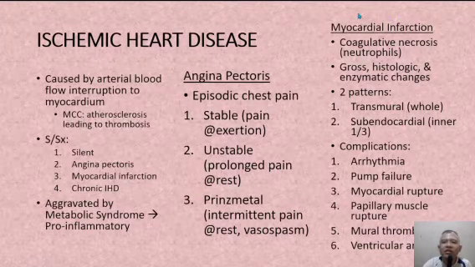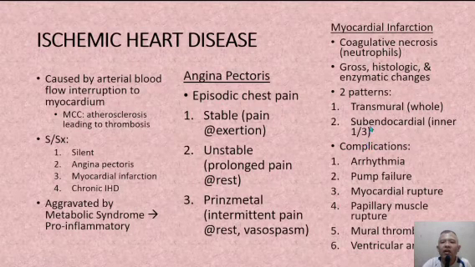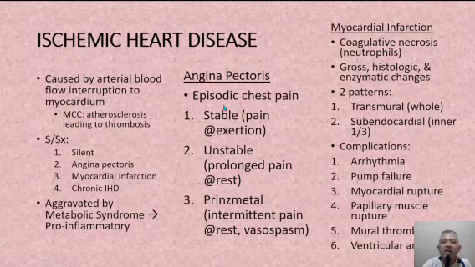Next is myocardial infarction. It is the resultant coagulative necrosis on the myocardium because of a blockage of the blood flow. And you have two patterns. You have transmural, wherein it is caused by a total blockade of a coronary artery, or subendocardial, wherein only the inner one-third of the myocardium is affected because of a partial blockade of the coronary artery. So transmural infarction equates to an ST elevation. Subendocardial infarction equates to a non-ST elevation.